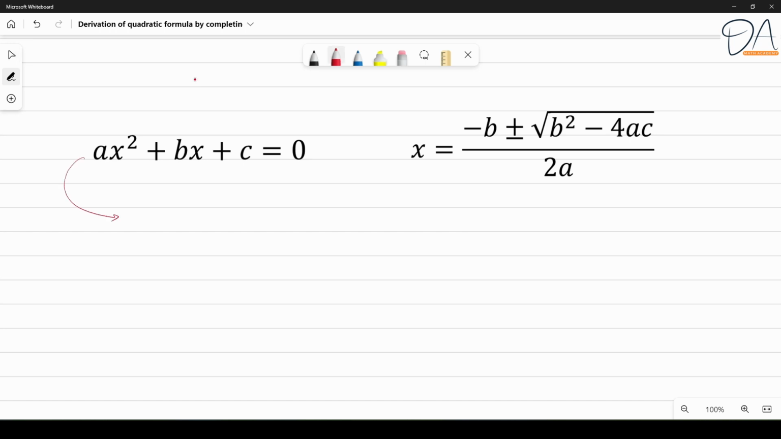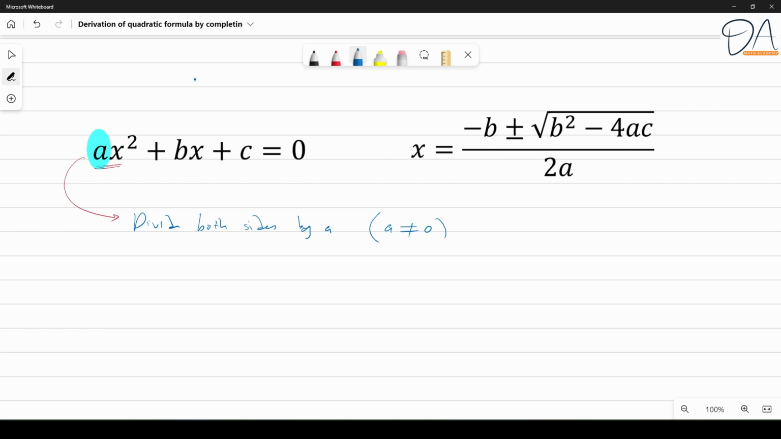So the first thing that we need to do is to make the leading coefficient 1. So we want to make the coefficient of x squared 1. And in this case, we'll divide by a. So divide both sides by a. Remember, a cannot be 0. So it's fine to divide by a.